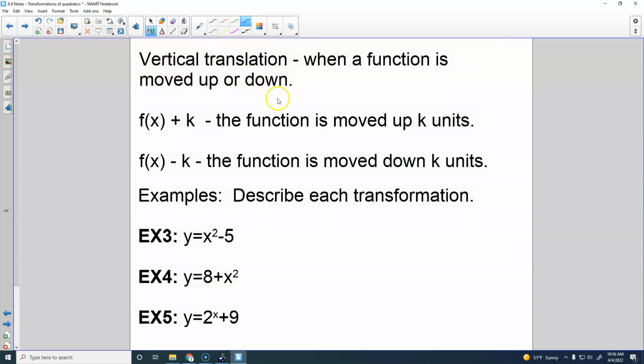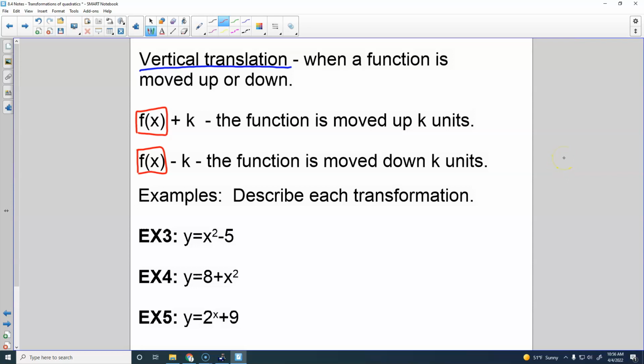So for this one, what we just saw there is what we call a vertical translation. You also see it called a vertical shift sometimes. It's when a function is moved up or down. The neat thing about this is it works for any function. Okay, so what I have right here is f of x plus k. If you have f of x plus k, the function is moved up k units. If you have f of x minus k, the function is moved down k units.